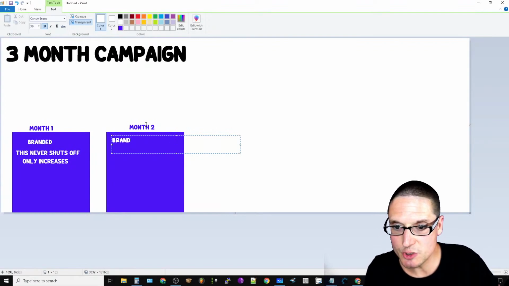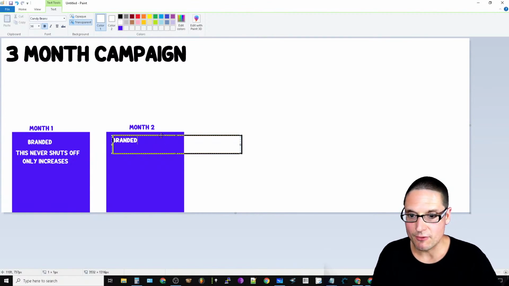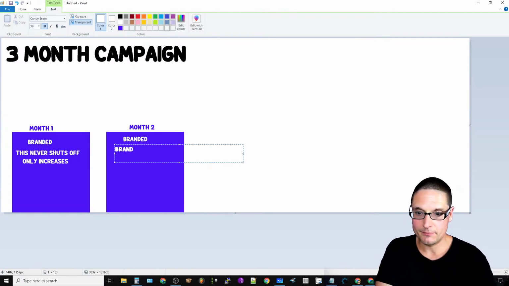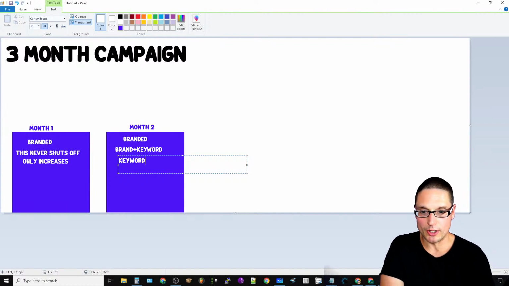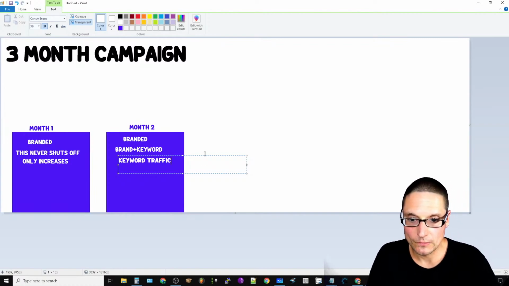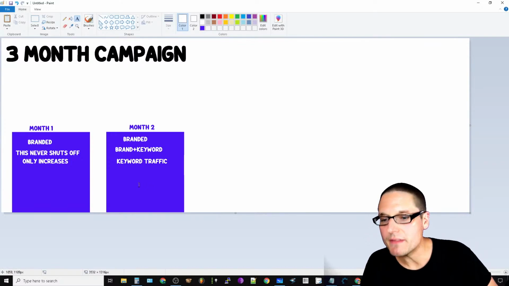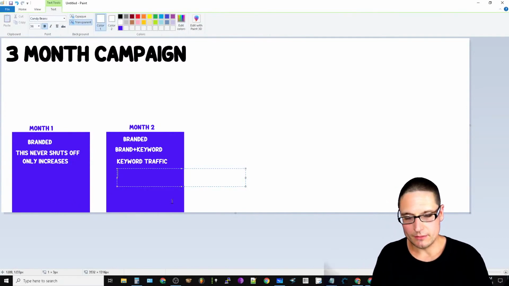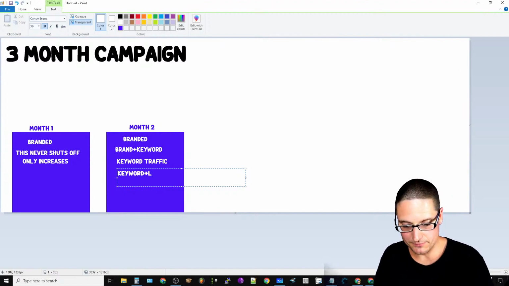So as we're looking into month number 2, we're going to have our branded traffic. Okay, but we're going to start introducing our brand plus keyword traffic. Okay. And then, of course, we need to start introducing our keyword traffic. And then most of the time, depending on where most of their volume's coming from, it's usually going to be keyword plus LSI. All right.